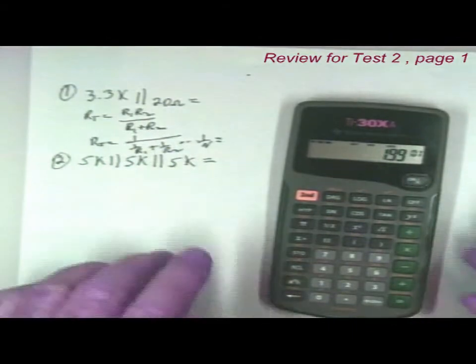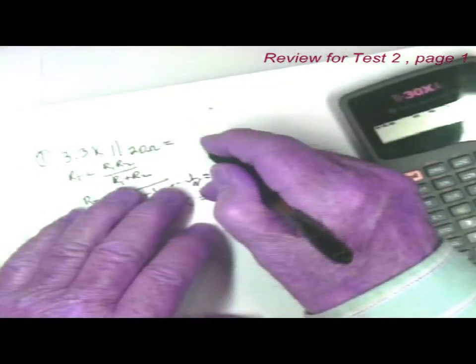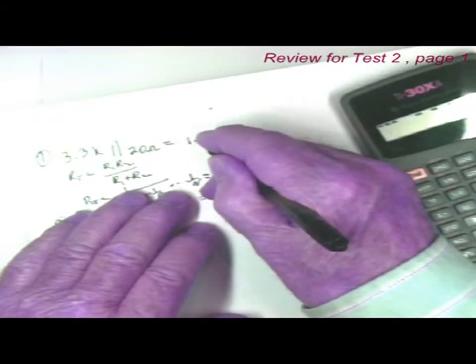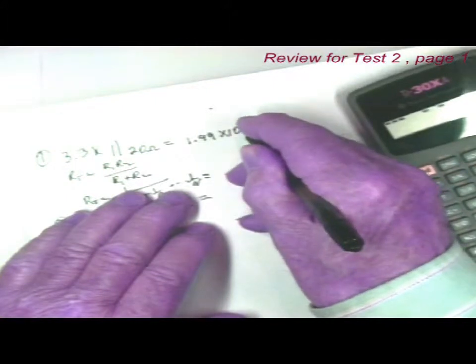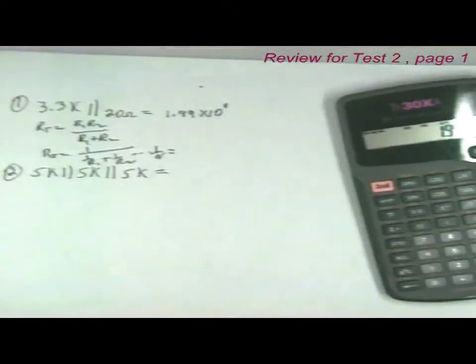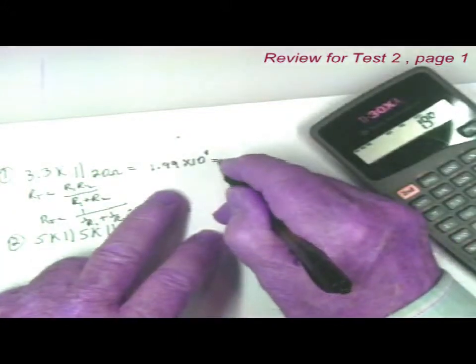Okay, the answer is 1.99, I'll write that down, 1.99 times 10 to the first power. Now, the answer is correct, but it's not in our standard form.